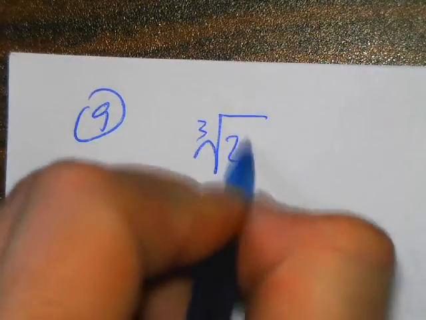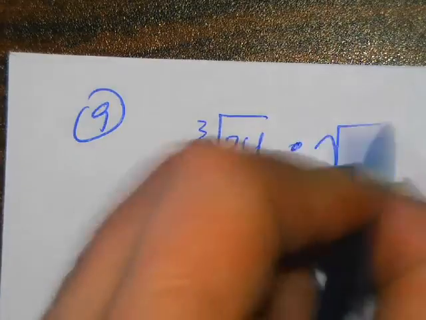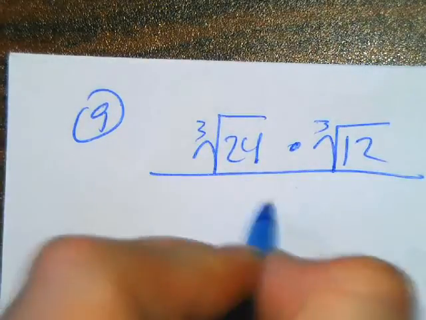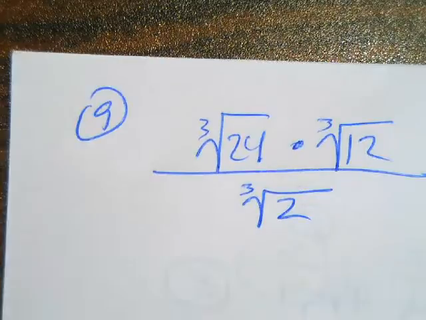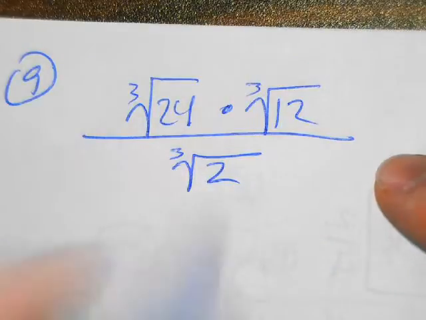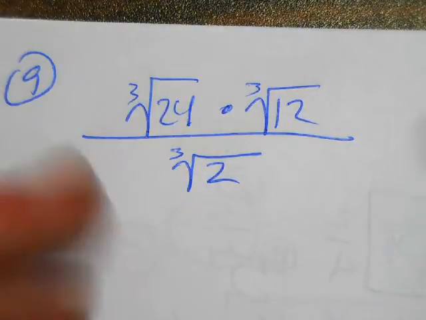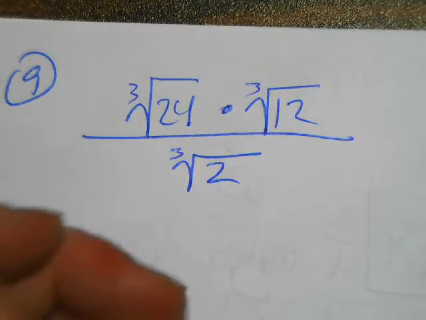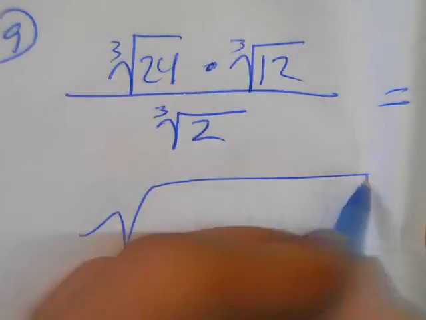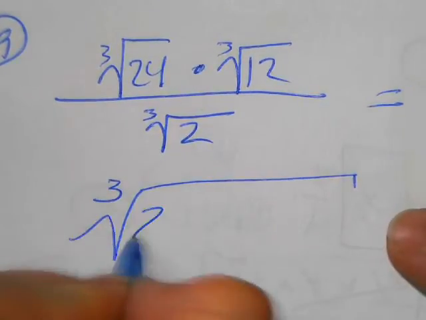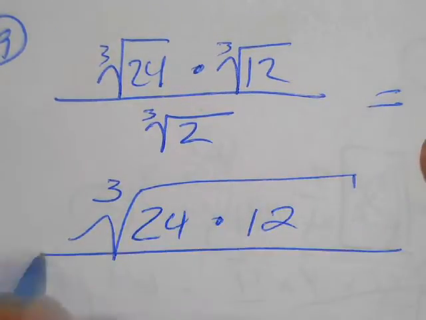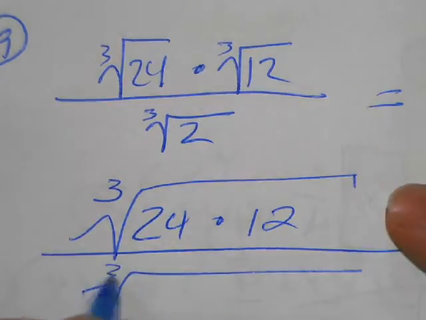Alright, so number 9 says the cube root of 24 multiplied by the cube root of 12 when we divide it by the cube root of 2. So what we learned last time was to put everything together first and then work on our exponent rules. So we're going to take that lesson to heart and do that now. We're going to say that this is the cube root of 24 times 12 divided by the cube root of 2.